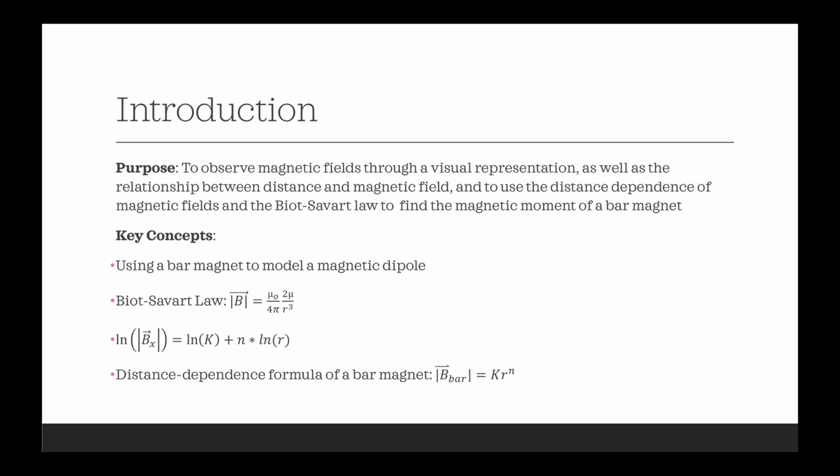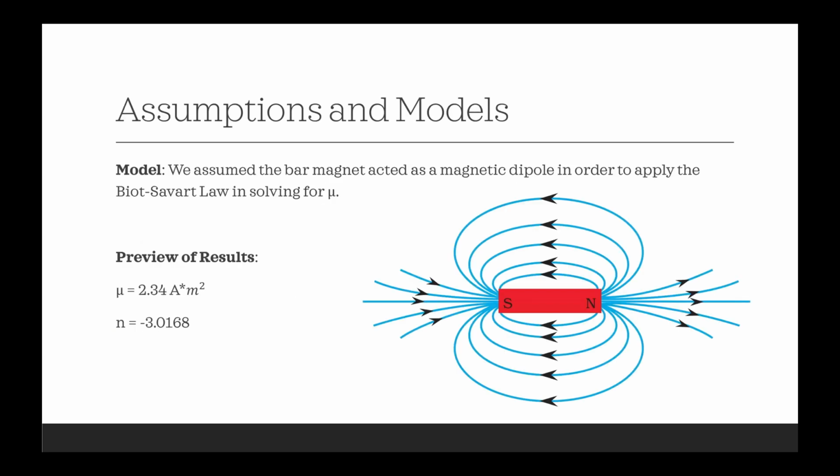Some key concepts we'll use for this lab are using a bar magnet to model a magnetic dipole, the Biot-Savart law, which is our 1 times 10 to the minus 7 constant times 2 mu over r cubed, a linearization formula we'll use a little later, and the distance dependence formula of a bar magnet. A key assumption we made for this lab is that the bar magnet acted as a magnetic dipole in order to apply the Biot-Savart law in solving for mu.